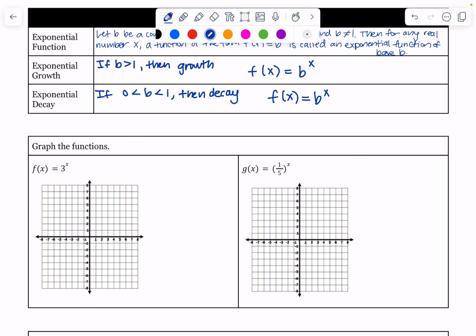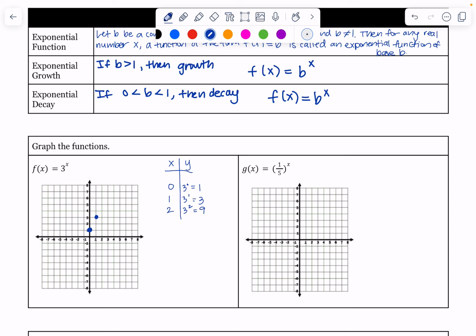So f of x equals 3 to the x. Just to start, I'm going to make a table of values just so we can kind of see what's going on. I'm going to start with 0. And if I have 3 to the 0, that's equal to 1. So my first dot is going to be 0, 1. If I plug in a 1, that's 3 to the first power, which would just be 3. So my next dot is going to be 1, 3. If I plug in a 2, that would be 3 squared. So the next point would be 9.